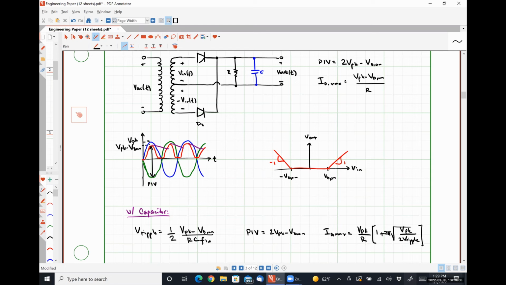All right, so the principal drawback of this version of the full wave rectifier.